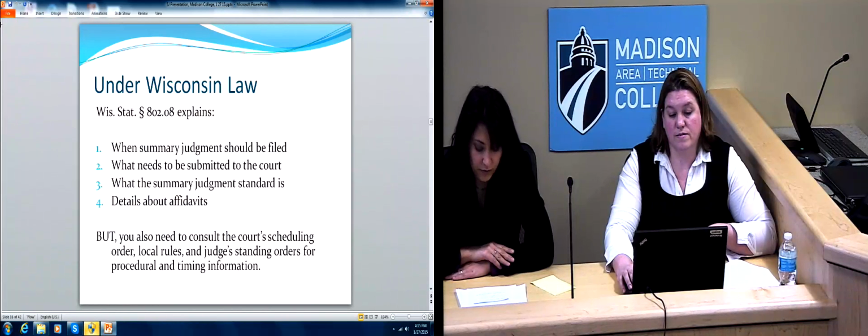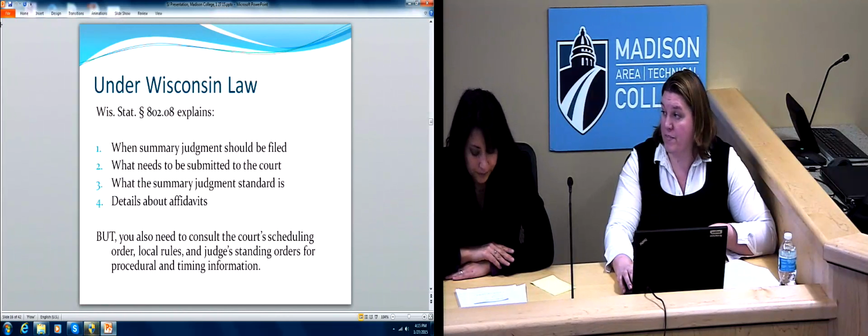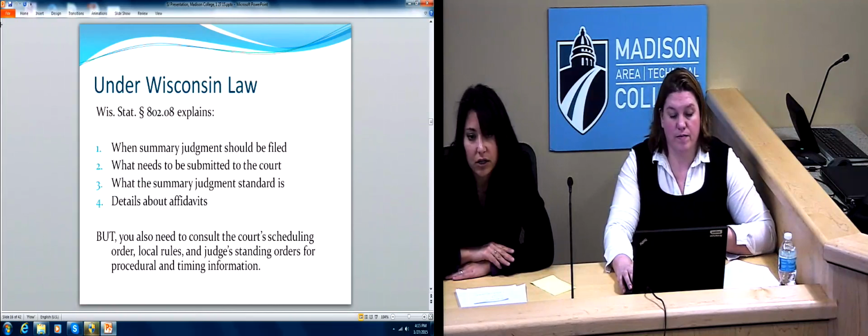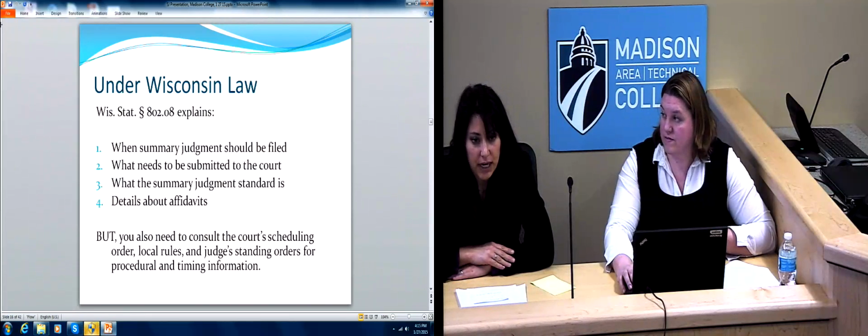There are timelines involved, what needs to be submitted to the court, what the summary judgment standard is, and details about affidavits. But, and this is critical to any type of motion or filing with any court, you need to look at the judge's scheduling order, local rules, and the judge's standing order. At the beginning of the case, usually you have a scheduling order where you get on the phone with the judge, or you go to court and decide the timeline or roadmap for your case.